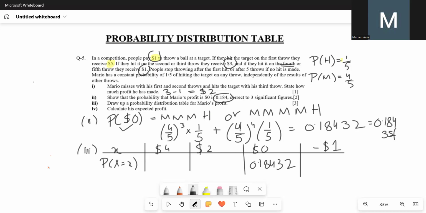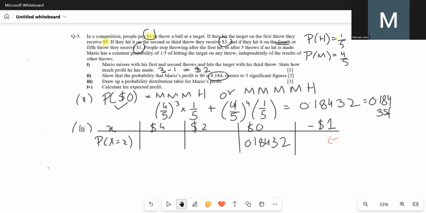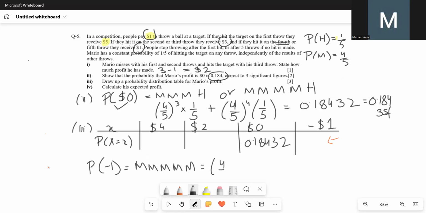Probability of not making any profit at all would be miss, miss, miss, miss, and miss. So the probability of -1 would be to miss them all. That will be 4/5 to the power 5, which gives 0.32768. So I'm going to write that here, 0.32768. Okay.